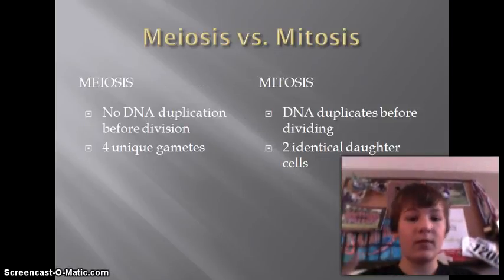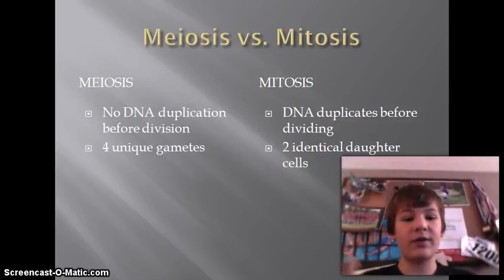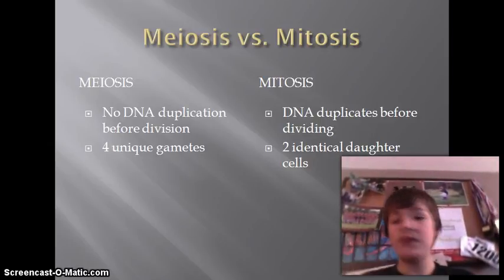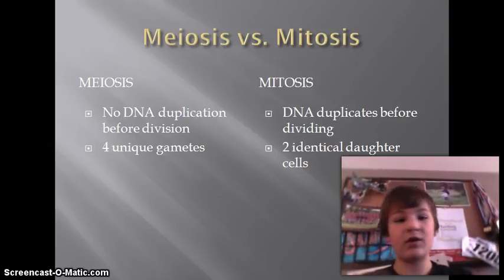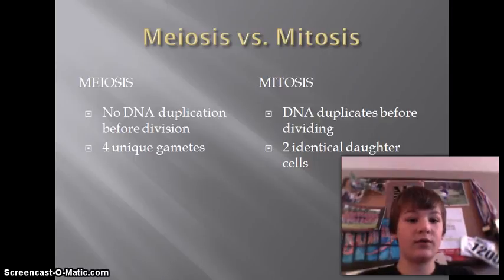So, meiosis versus mitosis, just a brief rundown. In meiosis, there is no DNA duplication involved. It pretty much just splits it and creates 4 unique gametes. Versus mitosis, where DNA does duplicate before dividing, and that creates 2 identical daughter cells.